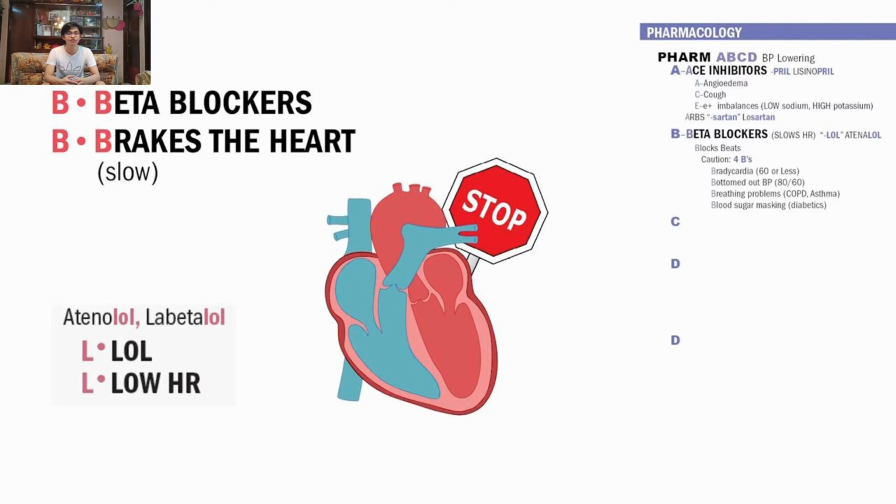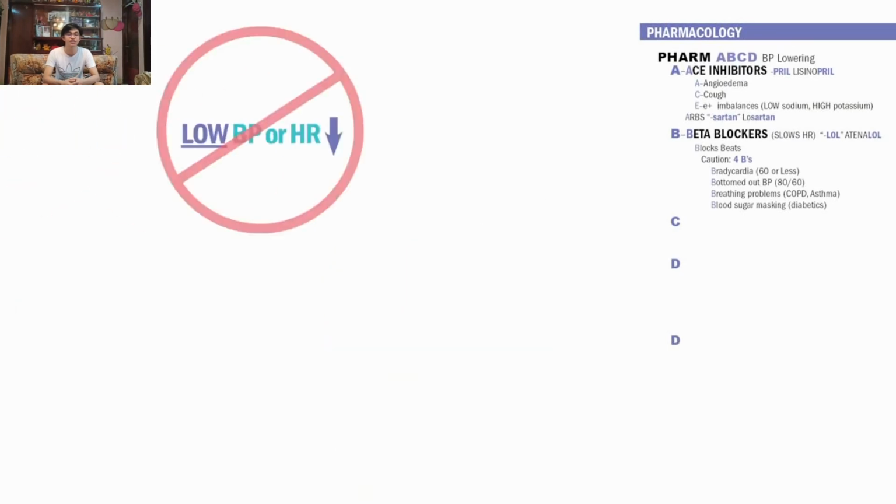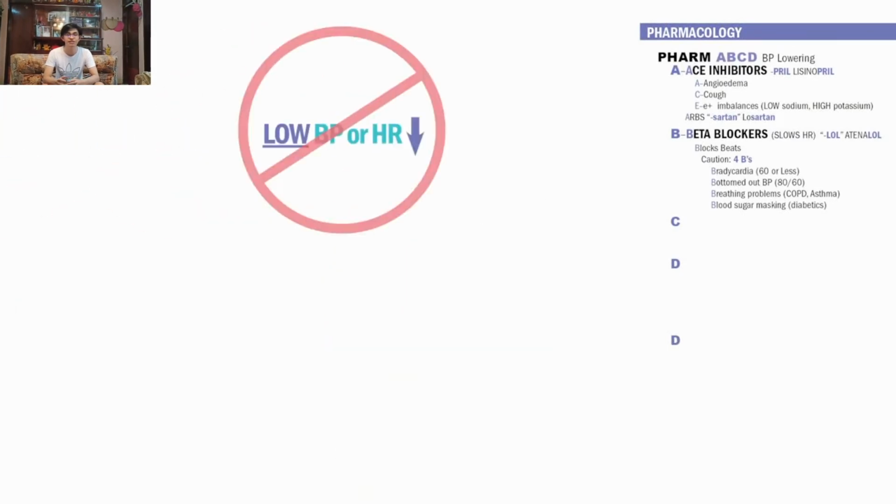There are contraindications to be considered in giving these medications. Just remember the 4 B's. Bradycardia is when the heart rate drops to 60 or less. Another B is bottomed out BP, which means low blood pressure.